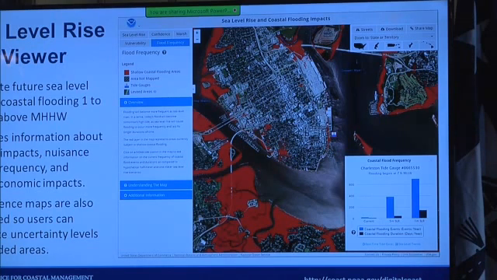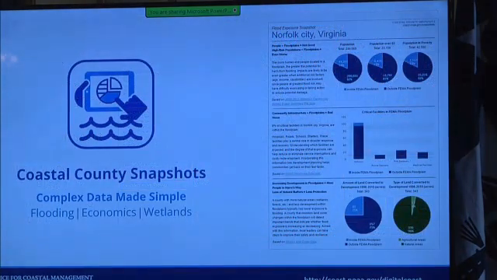This is kind of the canary in the coal mine, if you will. These areas are areas that we're already starting to see flood, and we're really going to expect to see them flood more frequently in the future. So that's the sea level rise and coastal flooding impacts viewer.